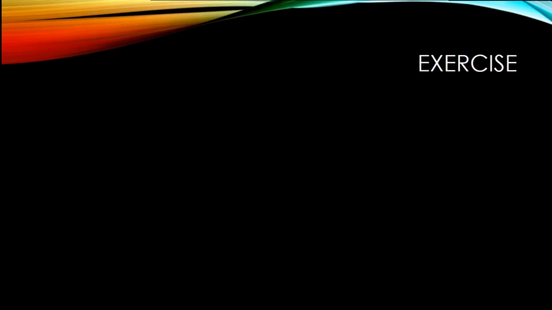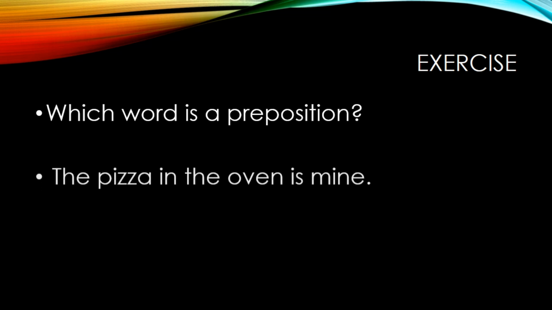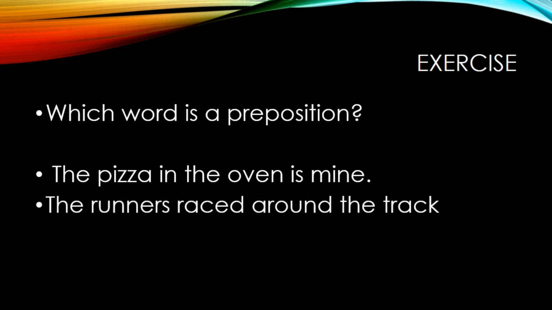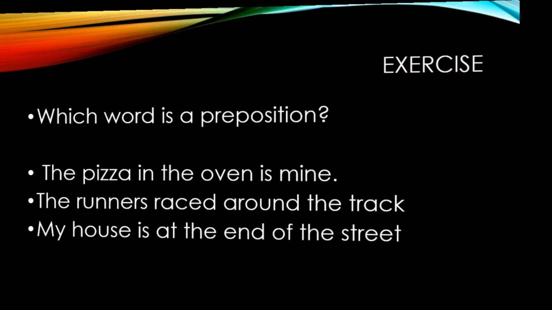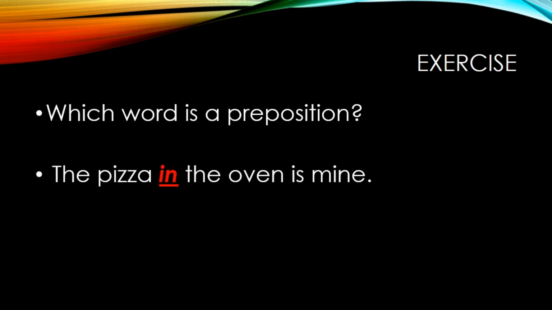Now I place before you some exercises. Which word is a preposition? One: The pizza in the oven is mine. Second: The runners raced around the track. Third: My house is at the end of the street. So the answer to number 1 is in. The pizza in, in is the preposition.